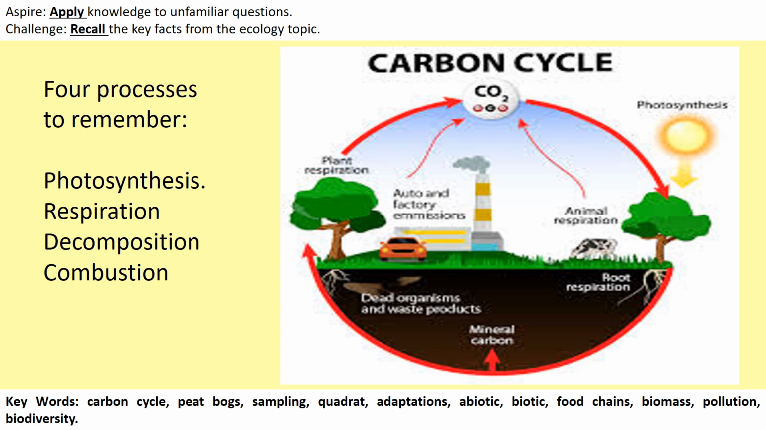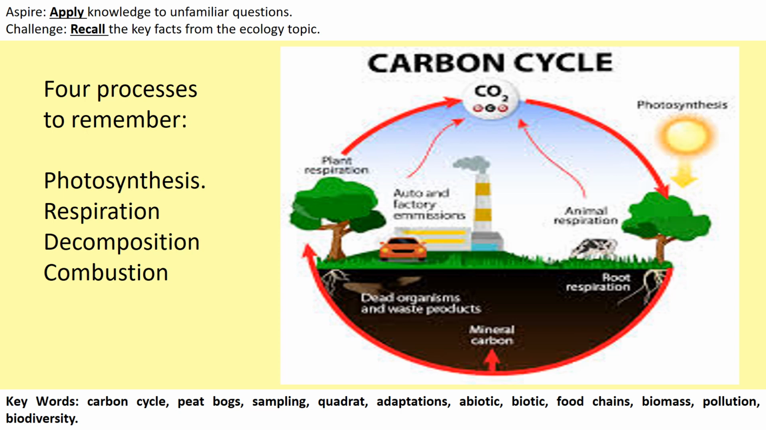So not so long ago we did a lesson about the carbon cycle. Now the big thing about the carbon cycle is to remember those processes. Think about the carbon dioxide in the air, in the atmosphere. The only way that can be taken out of the atmosphere is through plants photosynthesizing.